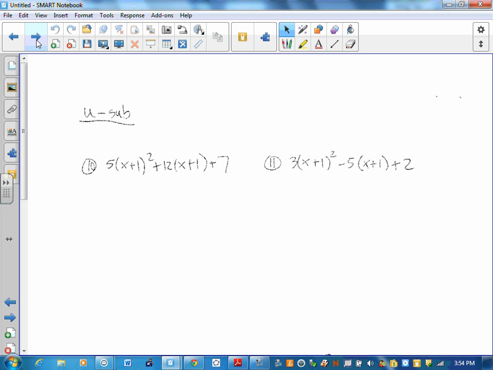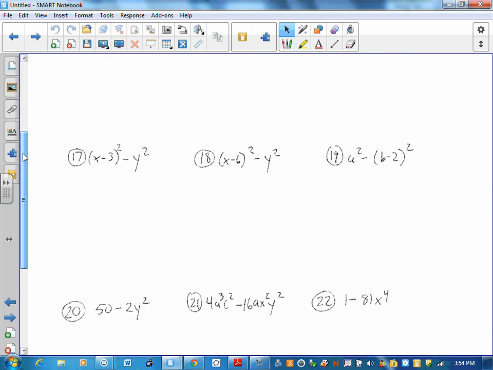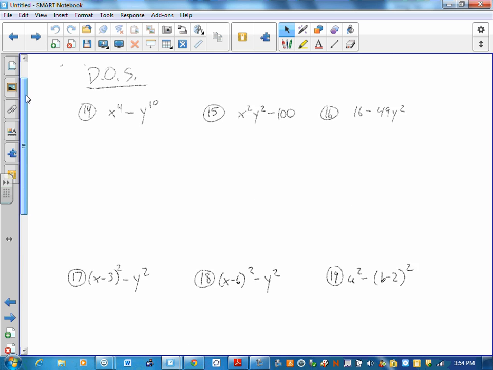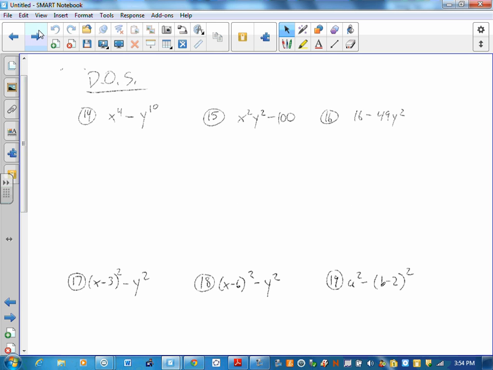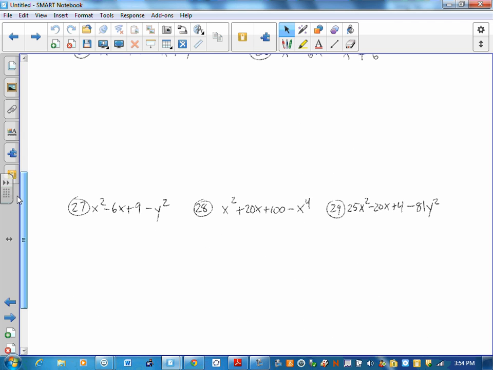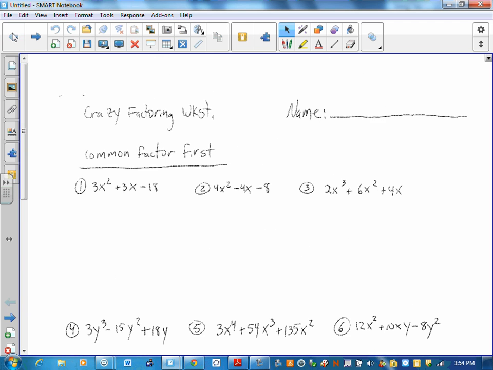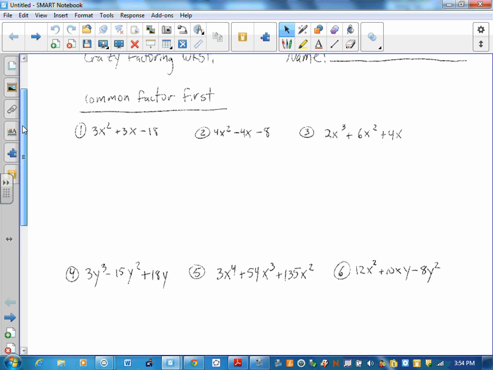The second page, you're going to do a U-substitution to help you factor. It's a little bit weird, but once you do the U-substitution, it'll look kind of like normal factoring. Page 3 is all the difference of two perfect squares, but some of them look kind of weird. And the last page is factoring by grouping, which would be more of a new concept. So let's start you off with the first page, which is taking out the common factor.